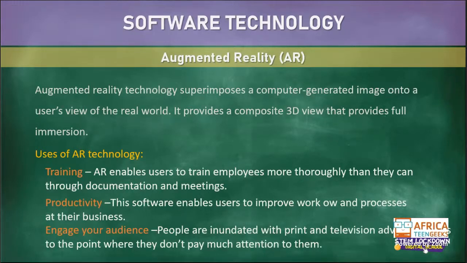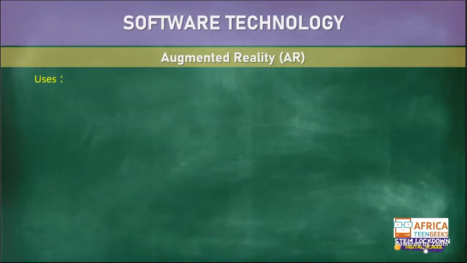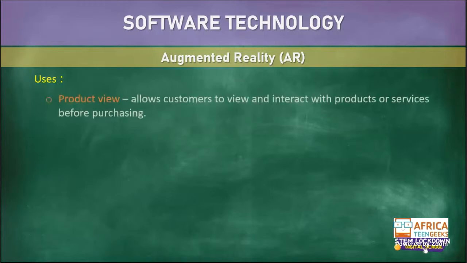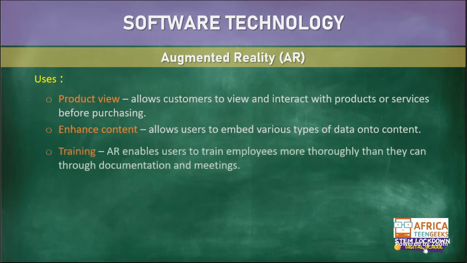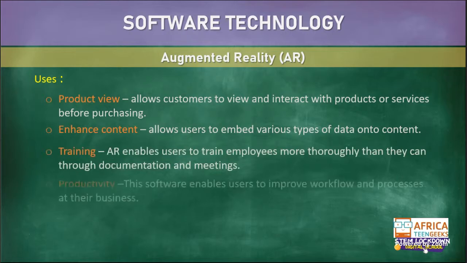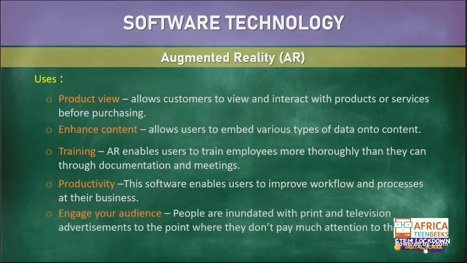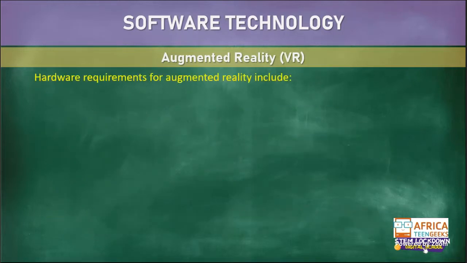And then what is this technology used for? Number one, product view, then enhanced content, which allows users to embed various types of content into data. And then we have to train employees. We have looked at this one. And then this software also enables users to improve workflow and processes in their business. And then for engaging with the audience.